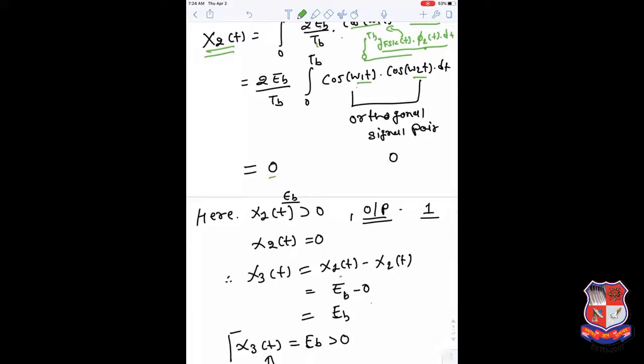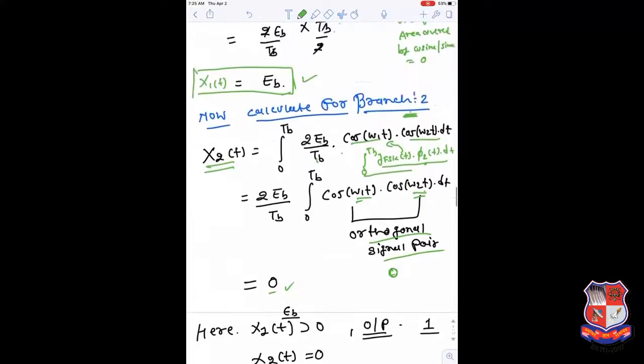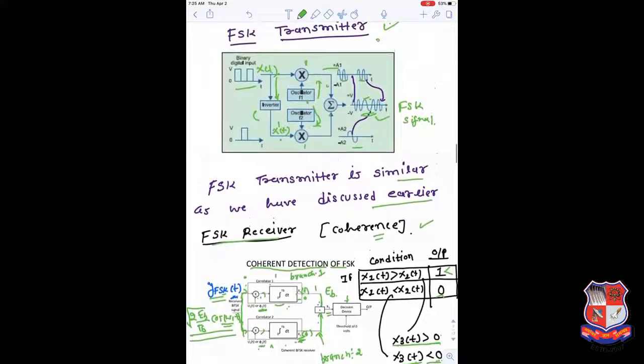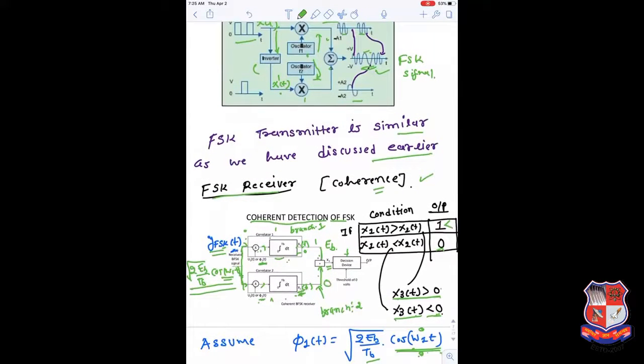So here we multiply omega 1 and omega 2t, but these are a pair of orthogonal signals, which we have already proved earlier. That is a pair of mutually orthogonal signals, so they will produce a zero outcome. So finally, multiplied with 2 EB by TB, we are getting 0. So for the same signal here, what does it produce? 0.